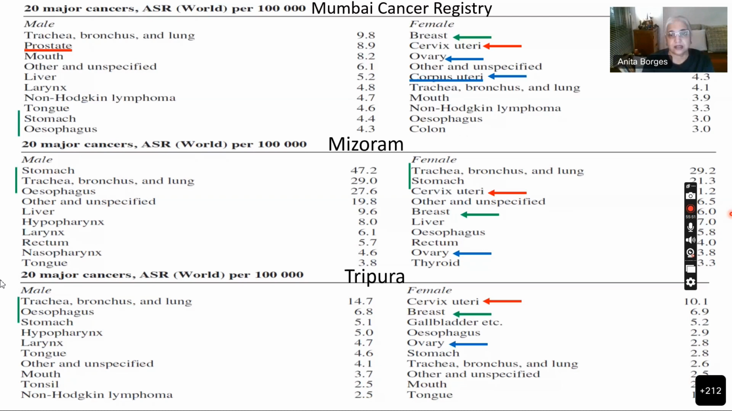Anybody else has got any ideas? Anybody writing anything in the chat box? Associated with the environmental factors? Yes, that's what she said. Environmental factors, the etiology. That's exactly what Akriti said. If we know that there is a cancer that is prevalent, we can try to find out why it is occurring.